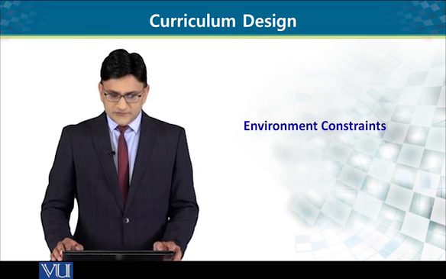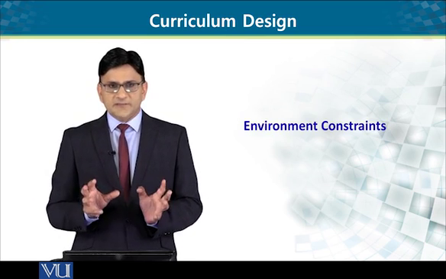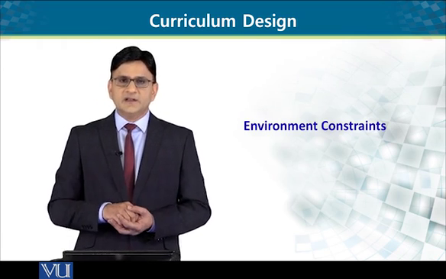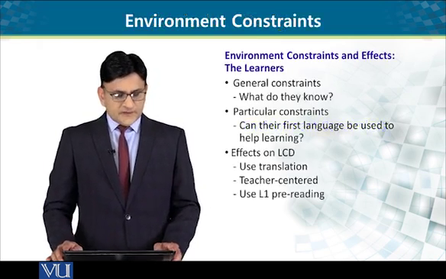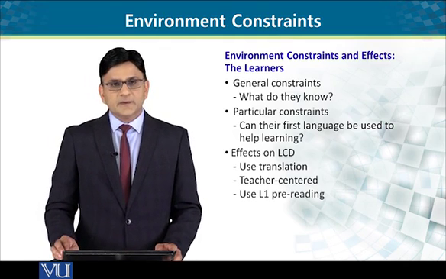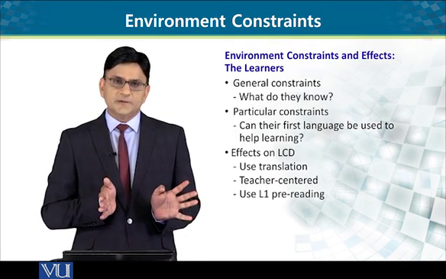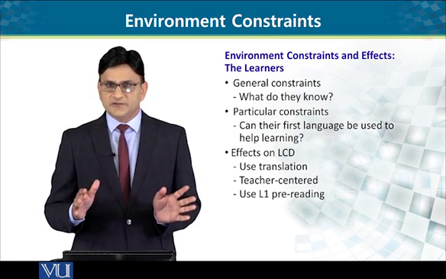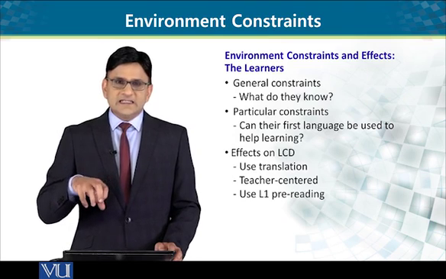Now, we're going to see different constraints, different stakeholders, and the impact of these constraints. We'll see first the learners, and then the teachers, and then we're going to look at the setting, where the language program is going to take place. Well, for the learners, there are general constraints. What do they know? I mean, their proficiency level, whether they are at the elementary, intermediate or tertiary level. We need to find this out. But this will become a particular constraint.